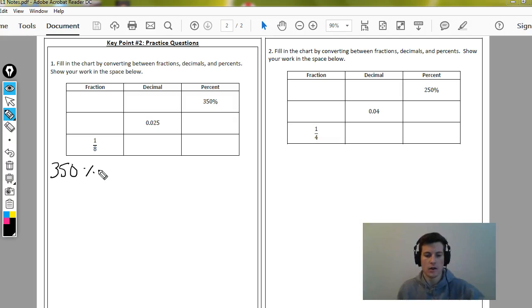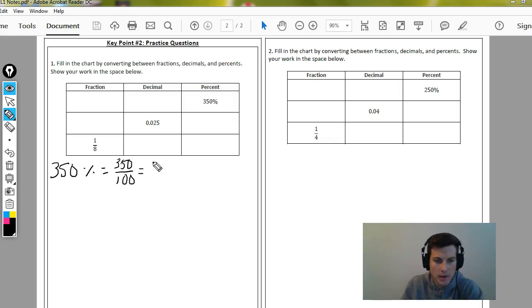350%. Okay, I want to move this to a fraction. So I'm going to say this equals 350. And if you want to check the front for the strategy, you can. The strategy says let's divide by 100. Okay, there's a fraction, and you can write that in if you want. But we can simplify. Let's think. What goes into both of these numbers? Well, 10 goes into 350 and into 100.